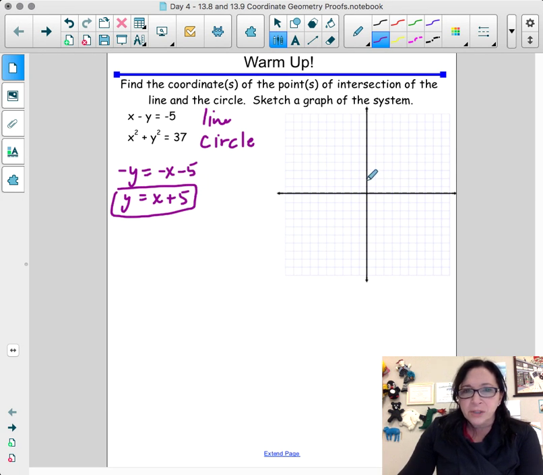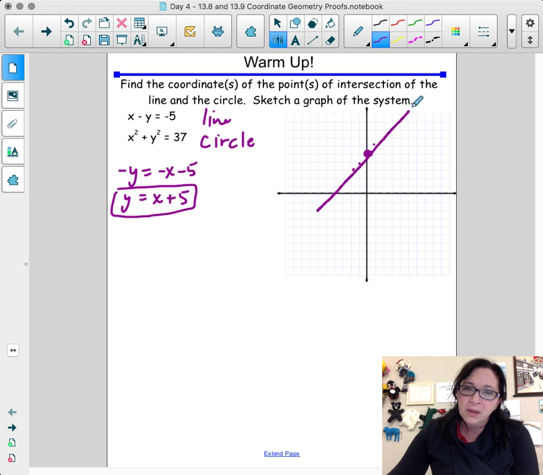I'm going to graph that. So up 5, 1, 2, 3, 4, 5. So here's my graph. Starts here for my equation of my line. Slope is up 1 over 1, okay? And I could also go down 1 over 1. And because of the slope being 1 here, it's a positive slope, so it's going to go up this way.